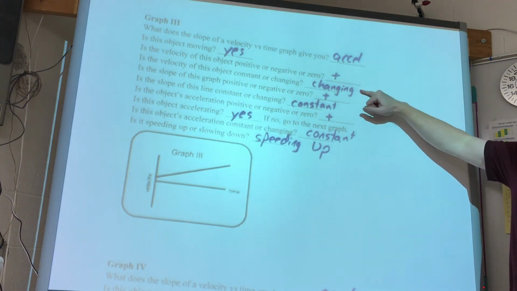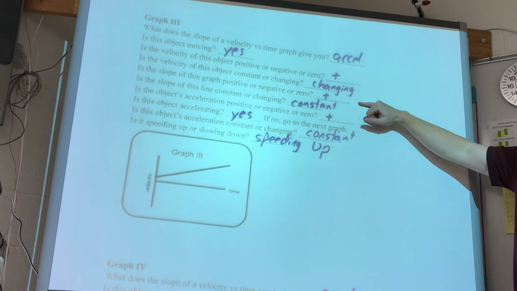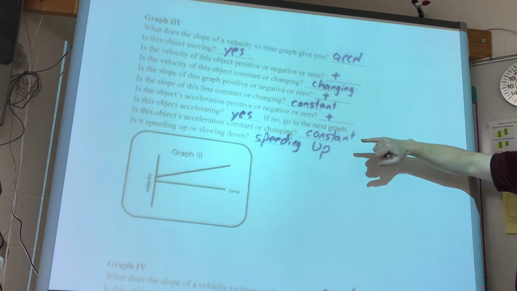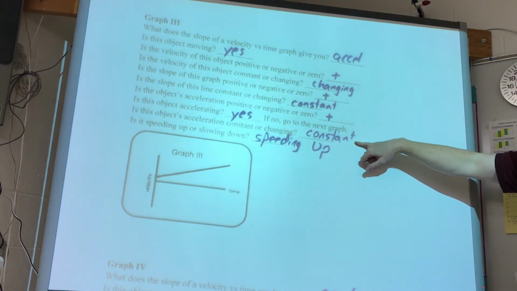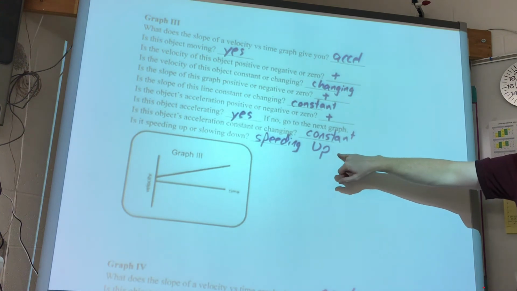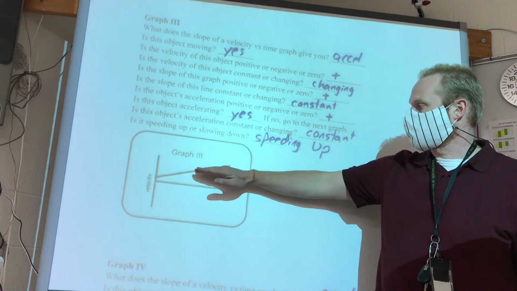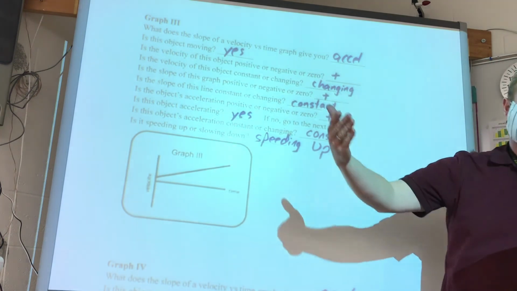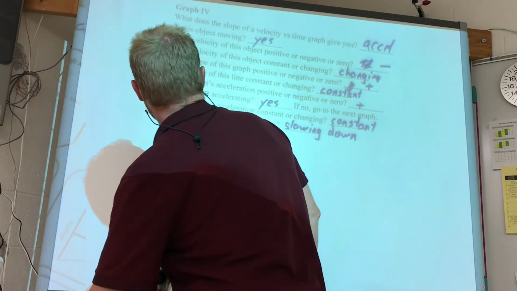This object is accelerating because my velocity is changing, or you could say because the slope is not 0. The acceleration is constant, it's a straight line, which just means we can do algebra. And this one's speeding up because it's getting further away from the 0 axis, therefore the value of that speed is getting bigger and bigger. And it's getting bigger in the positive direction.